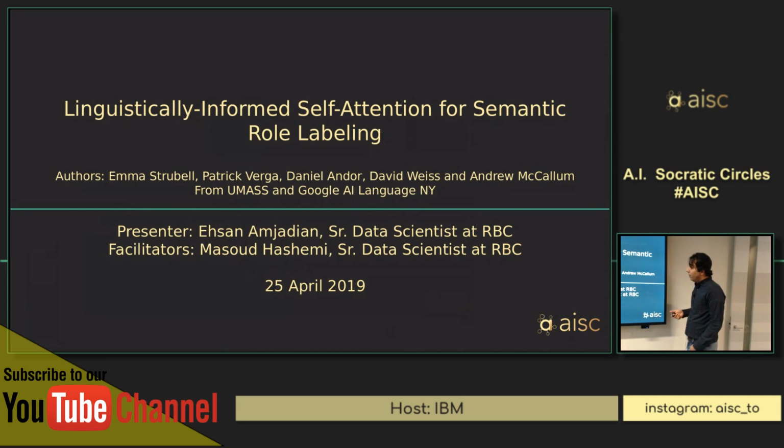The topic is linguistically informed self-attention for semantic role labeling. So the main purpose is SRL, but to achieve SRL, semantic role labeling, it also learns the entire linguistic natural language processing pipeline necessary to perform SRL. This paper has been written by people at UMass and Google, as you see on the screen. I'm presenting this talk, and Masood, also a senior data scientist from RBC, will be facilitating the talk.